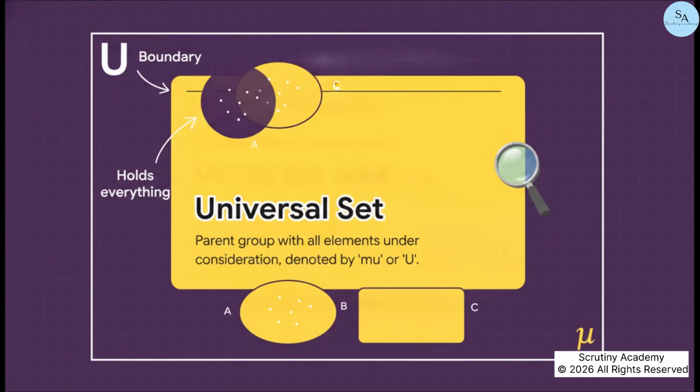Now, what's super interesting is how we give that exact same logic a mathematical name. That whole group, the big box that holds absolutely everything we're currently talking about, that's called the universal set. It's basically the main parent group. And why do we even need this? Well, to sort things properly, we first have to know the absolute boundaries of the world we're sorting. We typically draw it as a big rectangle and we label it with a capital U or sometimes the Greek letter mu. It essentially just gives all of our smaller groups a logical home.